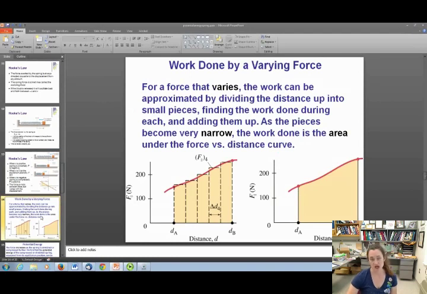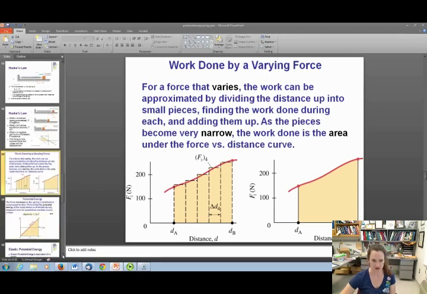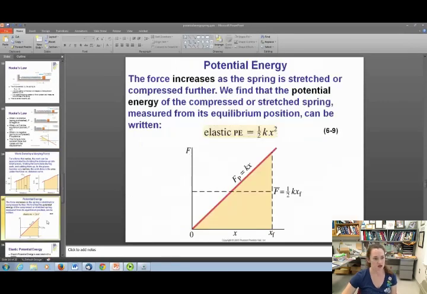So what you do there is you can approximate your work by dividing the distance up into little tiny pieces and finding the work done during each of the pieces and then adding it up. And then what you'll see if you do this is that as the pieces become very narrow, the work is just the area under your force versus distance curve. So that's a little bit of calculus that I did manage to sneak in on you, but it's also in your textbook, so don't blame the messenger. So you calculate the work for a varying force by looking at the area under the force versus distance curve. So let's apply that to our spring curve.